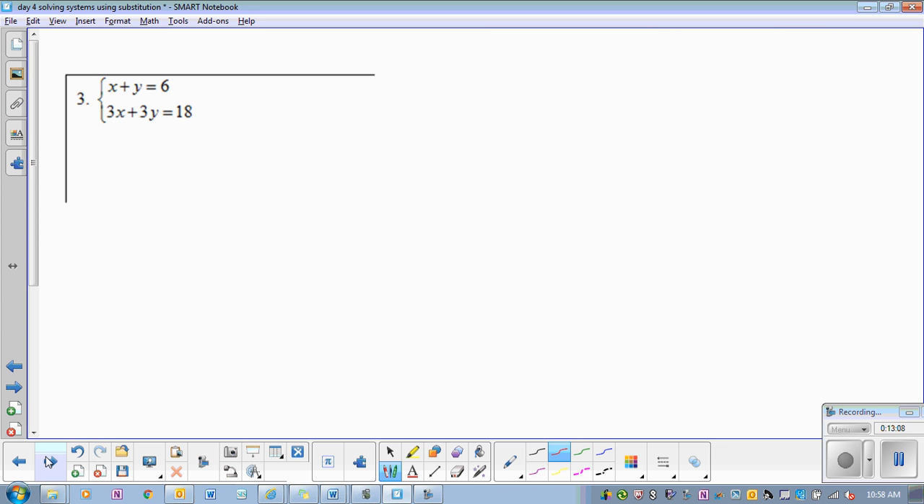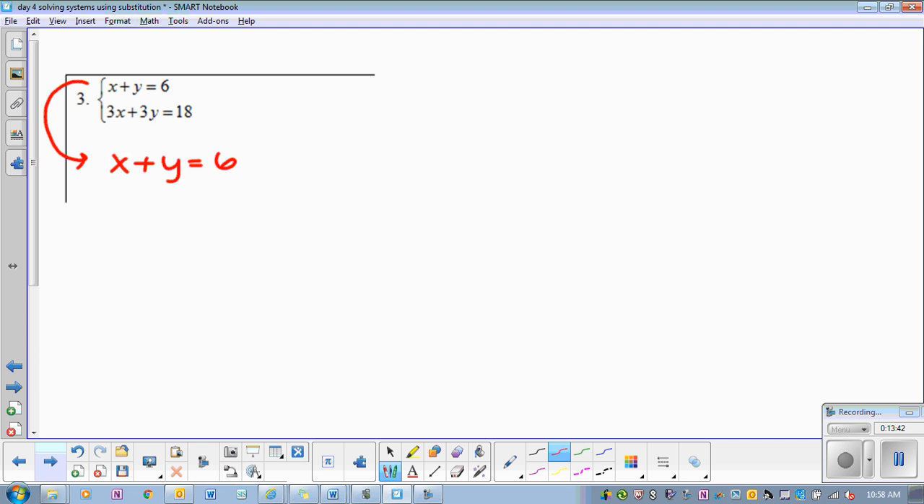Let's look at this guy, number 3. I have x plus y equals 6, and then this longer one that doesn't have any x's or y's all by itself. Which equation am I going to choose? First one or the second one? First, because you need to solve for either x equals or y equals. And the first one's a lot easier because it's just x and just y, okay? So, I'm going to choose this first one, x plus y equals 6.